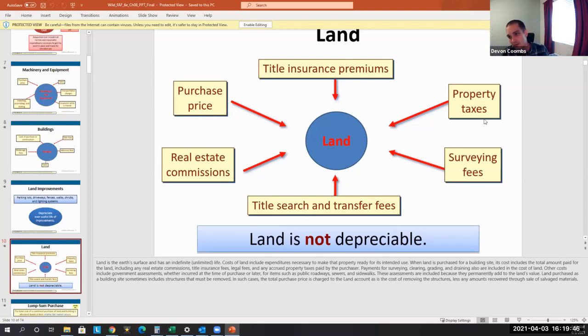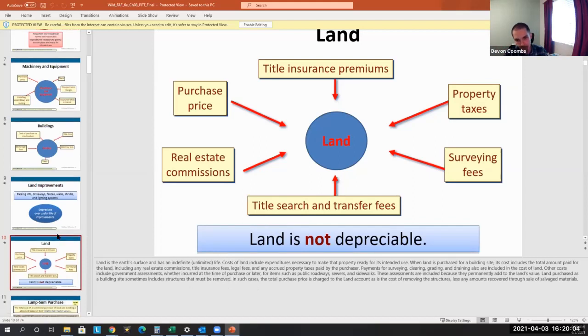And so the land costs that can be included are property taxes, surveying fees, title search and transfer fees, real estate commissions, purchase price, anything that you need. You can't get away with not paying these. You have to pay them to get the land. But if we mowed the grass on the land after, that's not an acquisition cost, right? That's a maintenance cost that would be expensed immediately.